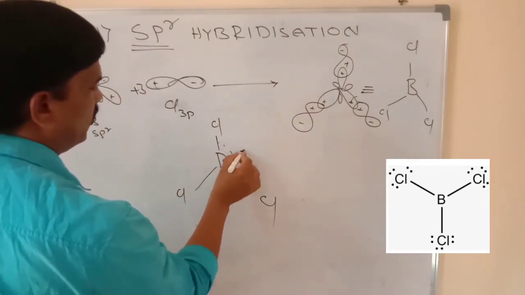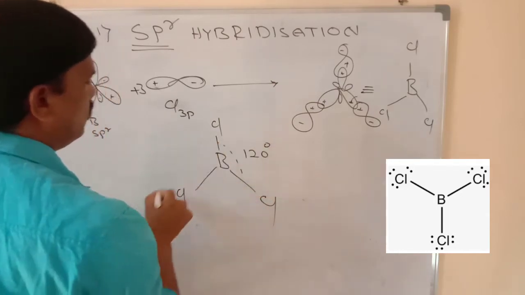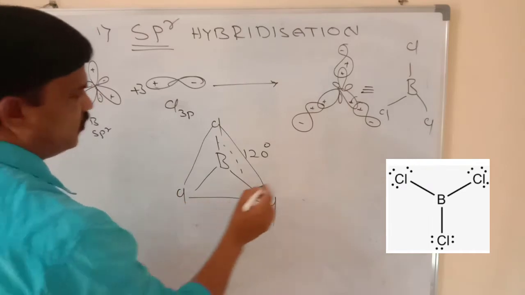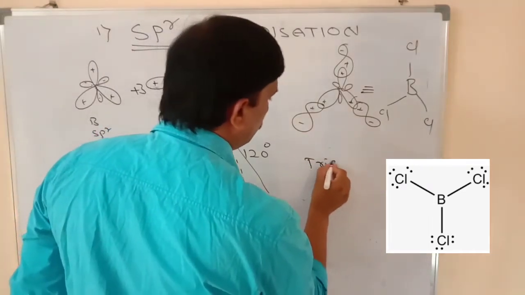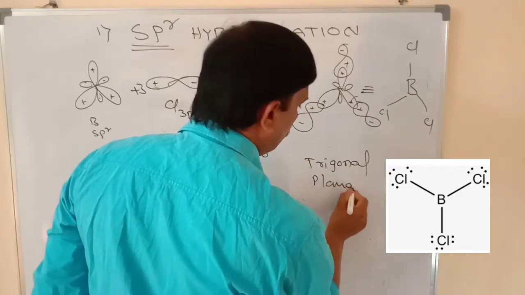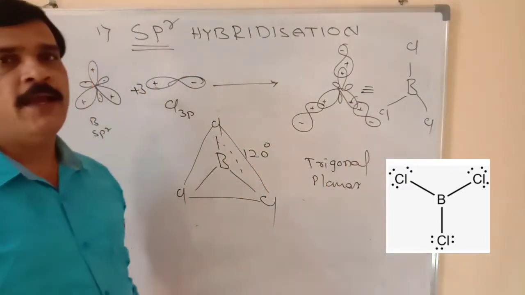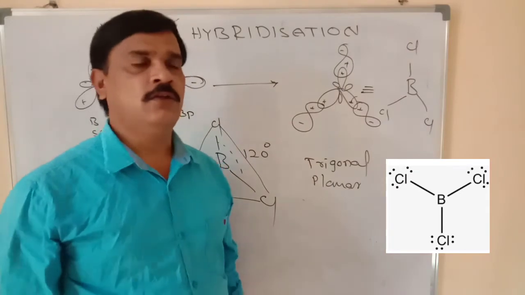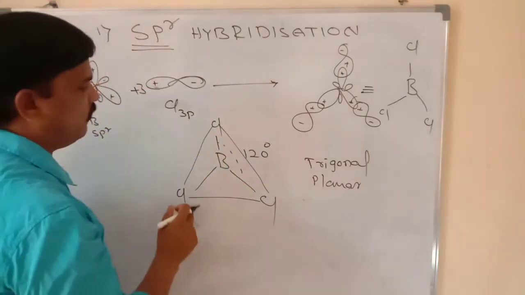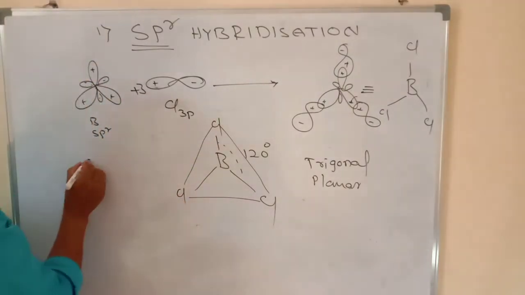Now the bond angle is 120 degrees. What is the shape of this molecule? Trigonal planar shape. This is about sp2 hybridization. There are many examples for sp2 hybridization.